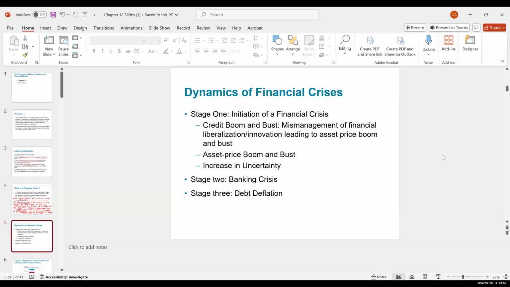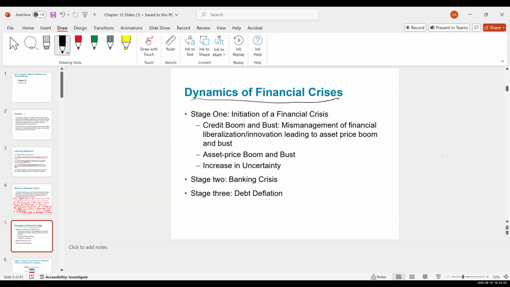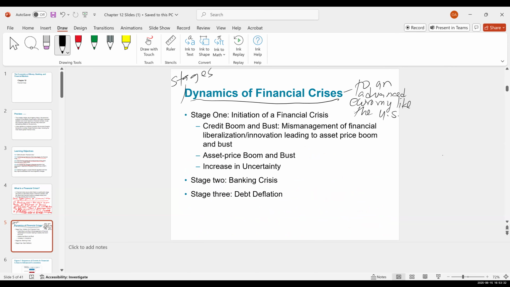Okay. So I want us to start talking about the dynamics of a financial crisis. And this one is in reference to an advanced economy like the US. All right, so I want us to go through what has been happening, or you could just say the stages, or dynamics, of financial crisis in an advanced economy like the United States.